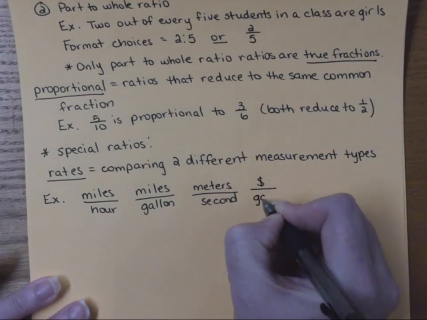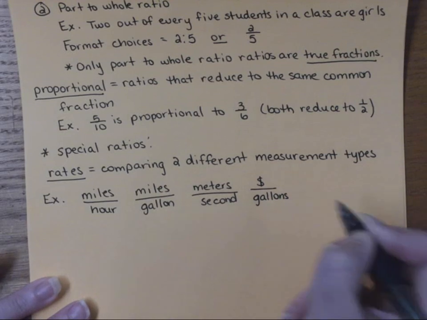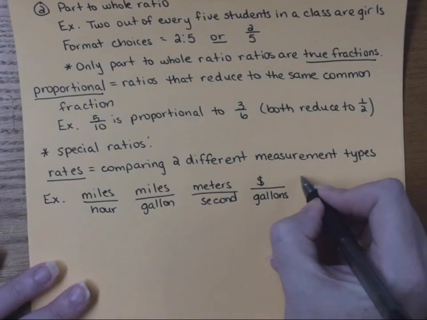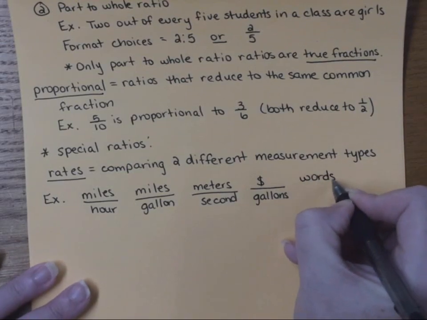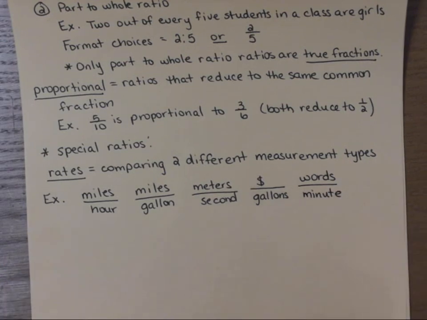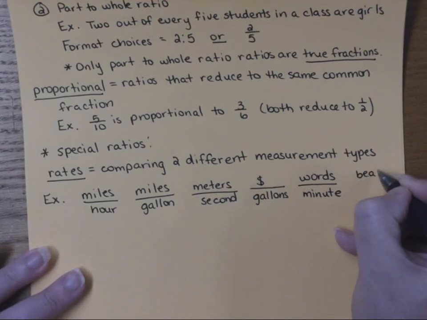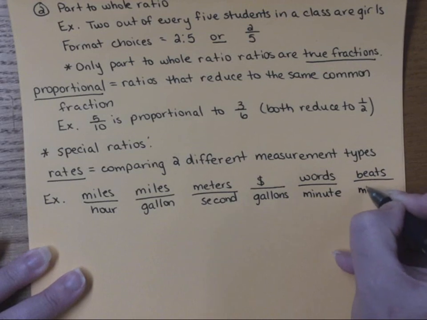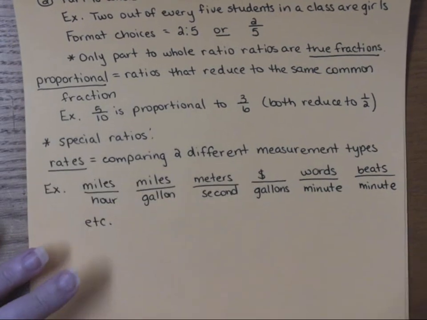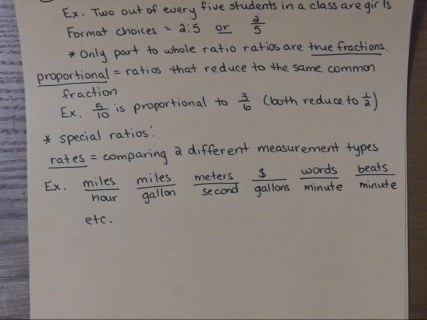You could have your students look on the gas pump at how many dollars per gallon their mom is pumping in at Quick Check or something. Some others, maybe words per minute, if you're talking about typing speed. Beats per minute, if you're talking about heart rate. Okay, I'm just going to say etc. There are plenty of examples more than the ones that I just said. But notice all of these are comparisons of two different types of measurements.